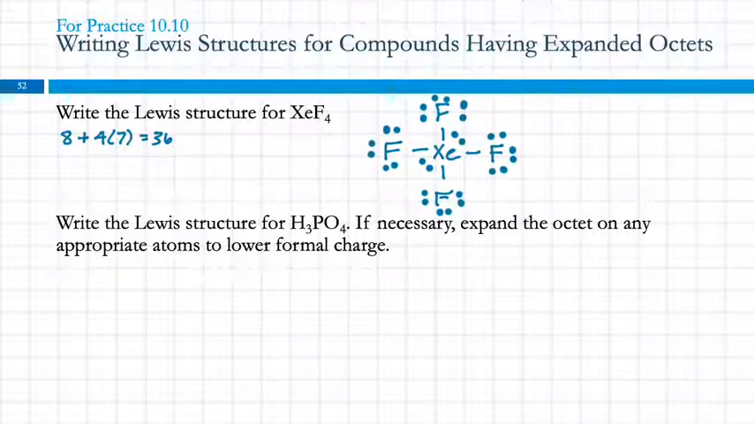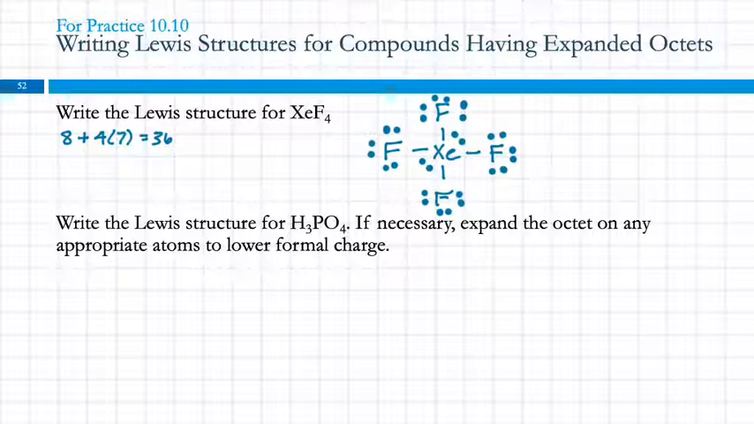Yeah. Why did you put the lone pairs? I put the lone pairs on xenon because xenon is a big boy, right? It can expand its octet. Fluorine cannot expand its octet. So regardless of formal charges or anything else, the only place I could put them would be as lone pairs on the xenon.